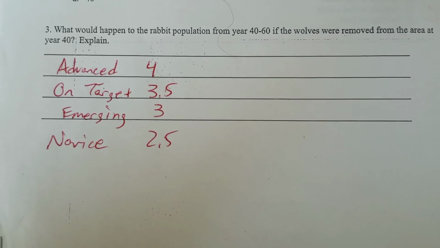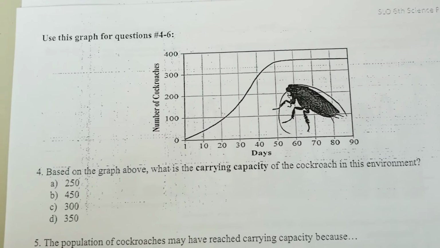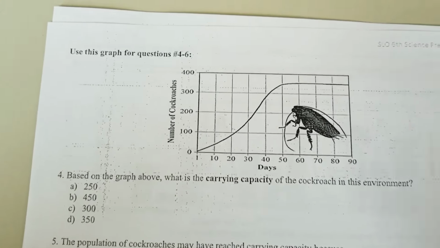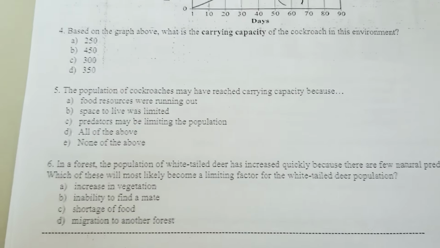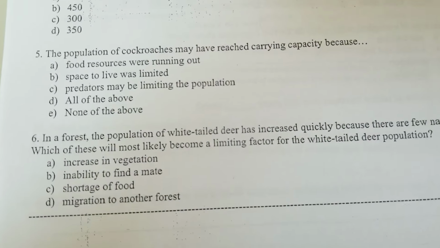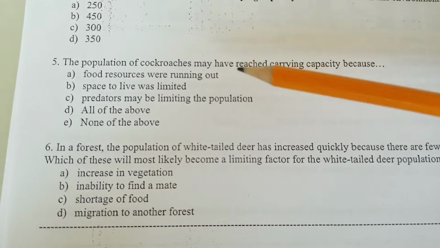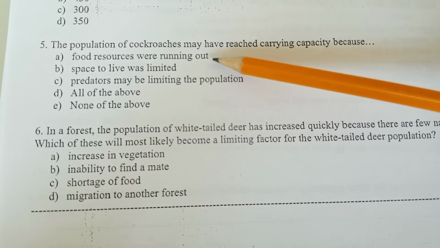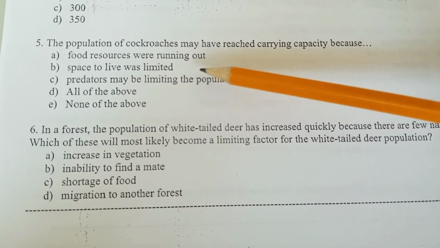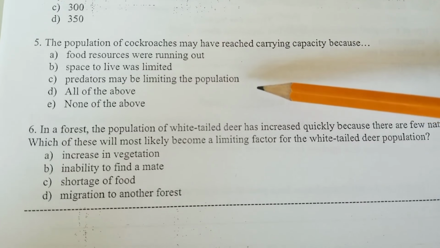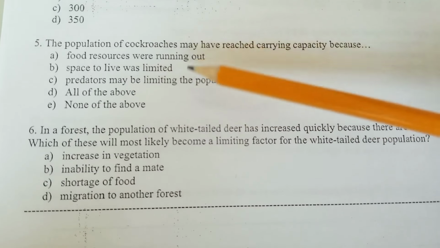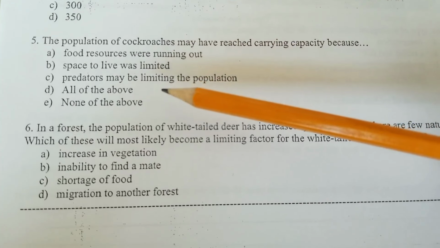This one's pretty simple. Asks about carrying capacity. Carrying capacity is a topic that was on the homework assignment from last week right after the SLO. But we had discussed it as well. So based on the graph above, carrying capacity, you can see that it starts to flatline here. That's going to be your carrying capacity. The population of cockroaches may have reached carrying capacity because we talked about a variety of things that can cause that. Food resources running out definitely can cause carrying capacity limitations. Space, predators may be limiting the population. So since all of those are things that we've discussed in class, you're looking at D.